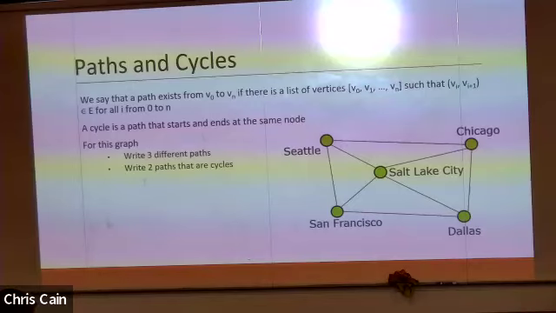Is it a cycle if it goes directly to a neighbor and back? Yeah, it's undirected. So Seattle to Salt Lake City to Seattle is a cycle. But then also Seattle, San Francisco, Salt Lake City, Seattle.